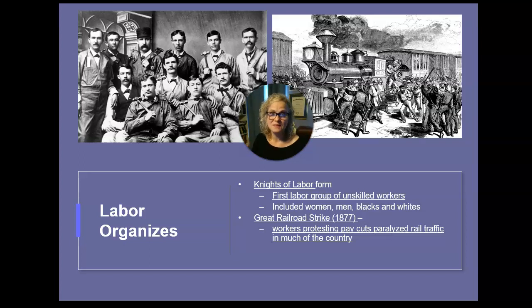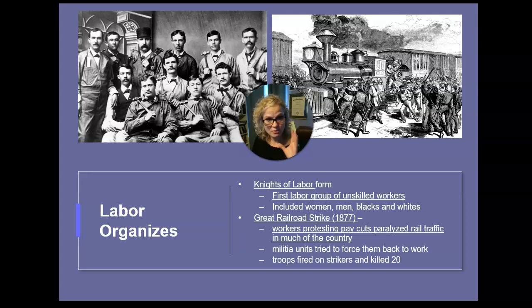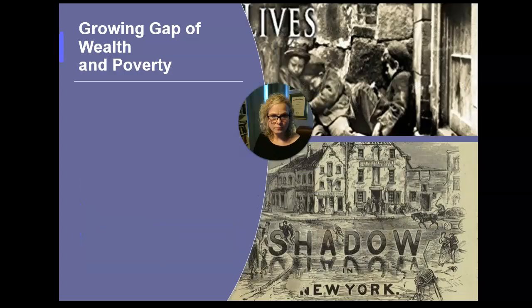And so the government steps in, saying they're paralyzing the United States economically. Instead of coming in and trying to negotiate between the two groups, they sent a militia unit in to force them back. And in this peaceful strike, 20 strikers were killed. There is a video down below in this module that talks about the formation of unions and the railroad strike as well.